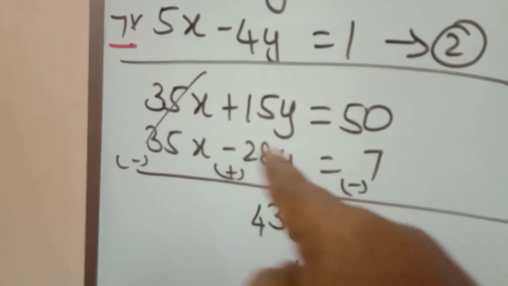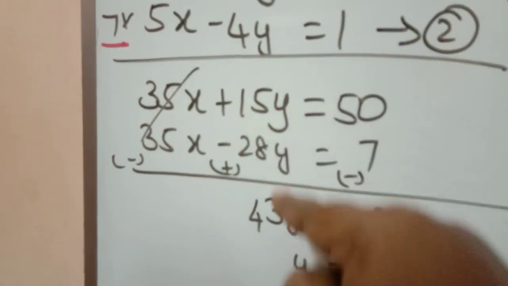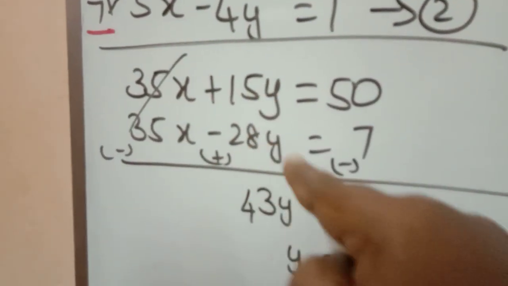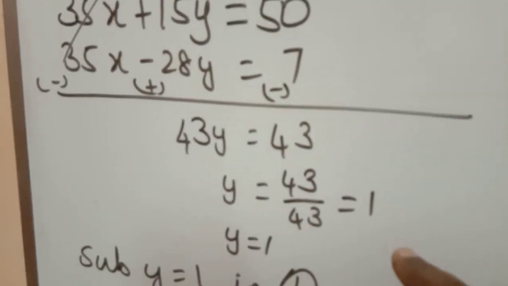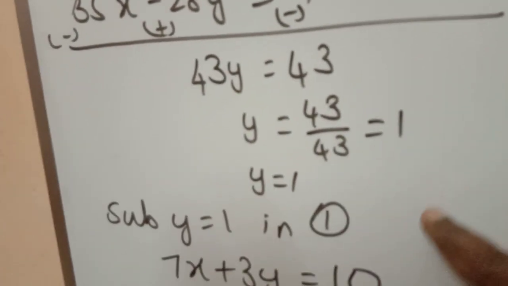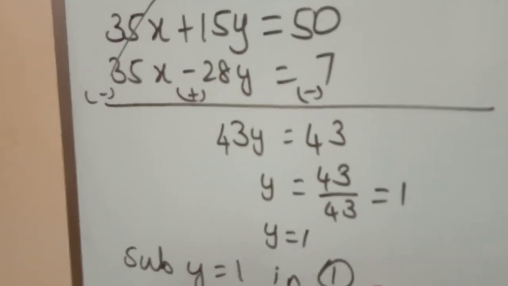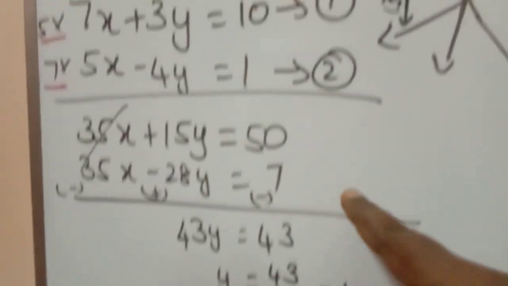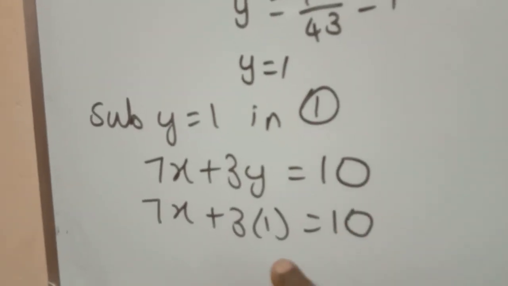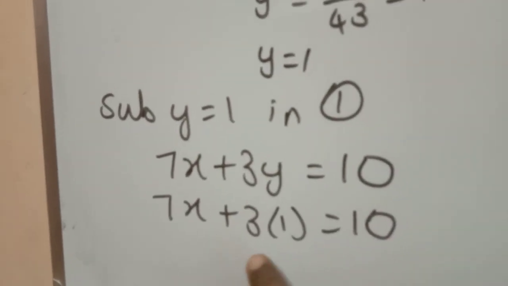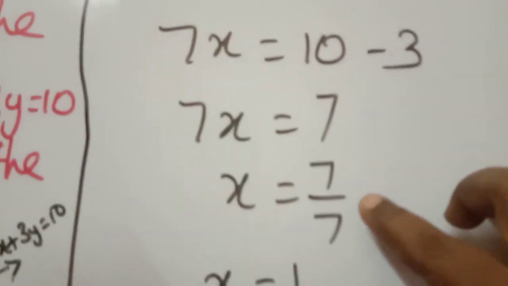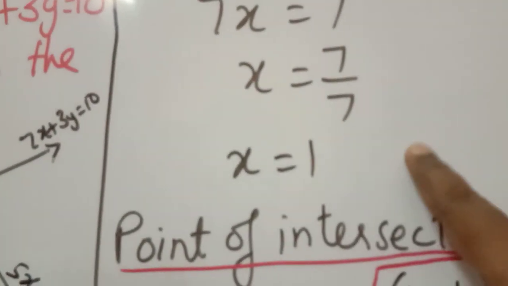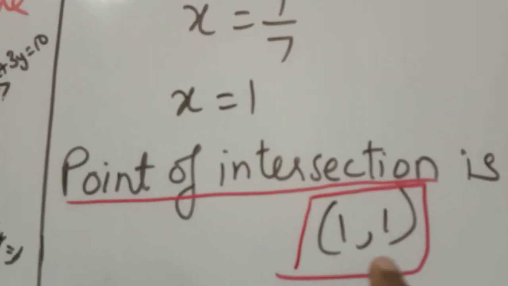Now if we change the sign, this will be cancelled. So 43y, 15y plus 28y, 43y equal to 43. So y is equal to 43 by 43, 1. We have to substitute the value of y either in the first equation or in the second equation. I have selected the first equation, 7x plus 3y equal to 10. Substitute y equal to 1: 7x plus 3 is equal to 10, 7x equal to 10 minus 3, 7. That is x equal to 1. So the point of intersection is (1, 1).